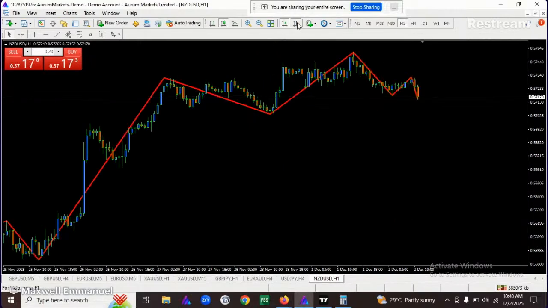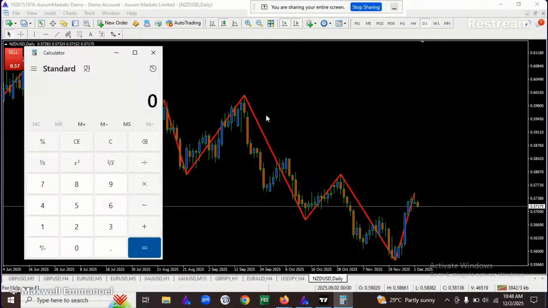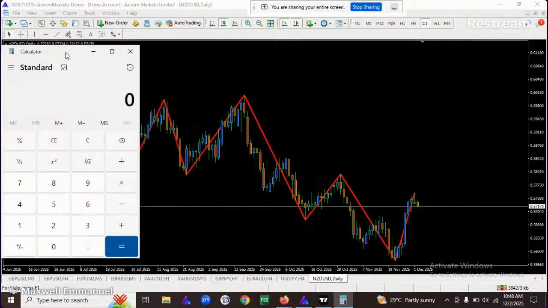So let's not talk much here. Let's start with the daily time frame. You can see the pattern for yesterday. It's a shooting star, so you should know that that's a bearish pattern. It's a shooting star that formed at a premium area.